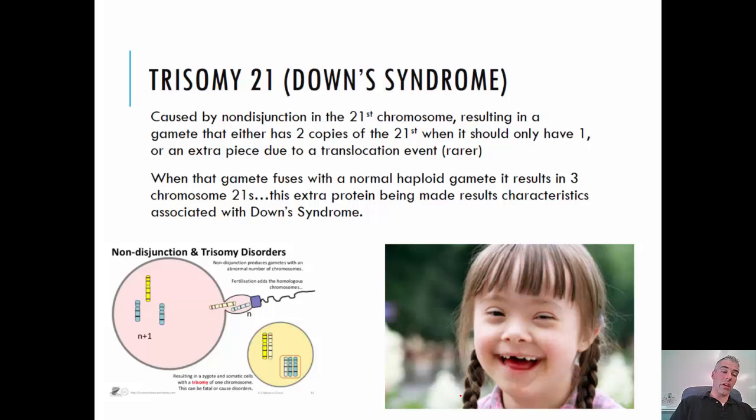So this actually shows you right here how you have a sperm and an egg fusing together that have too many chromosomes, and as a result, the 21st chromosome would be this blue one right here. You have 3 copies of it, and as a result, you'd have Down syndrome.